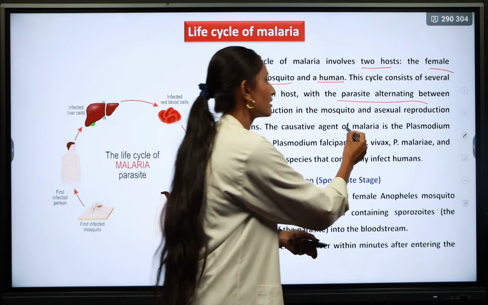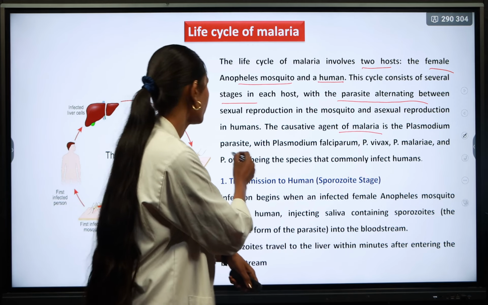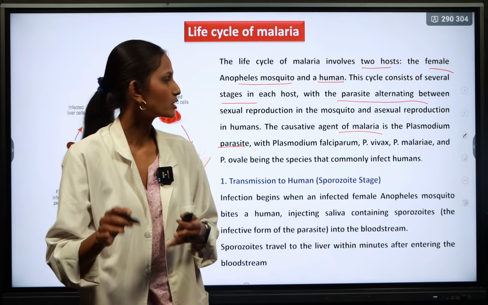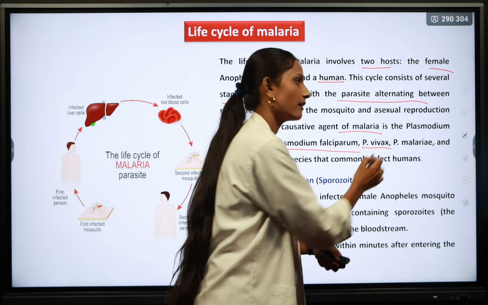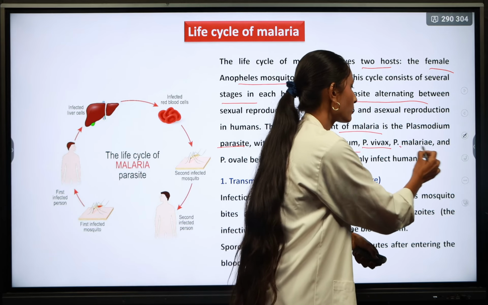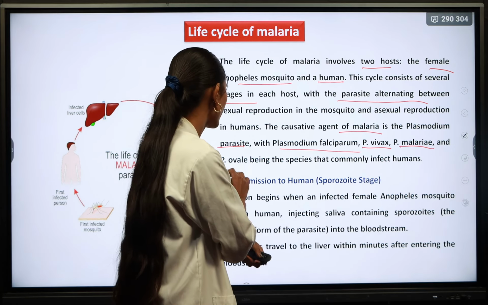The causative agent for malaria is the Plasmodium parasite, which has four species. First one is Plasmodium falciparum, second is Plasmodium vivax, third one is Plasmodium malariae, and fourth one is Plasmodium ovale.